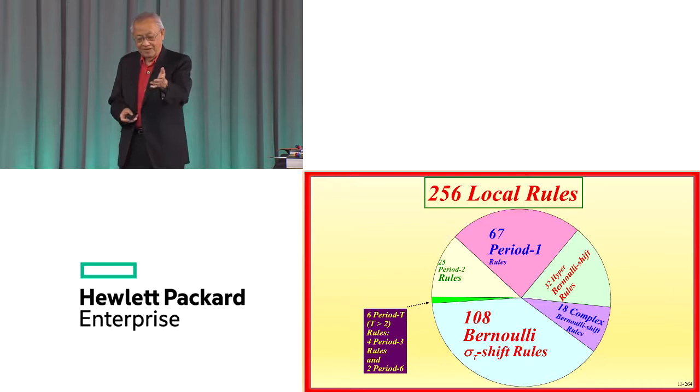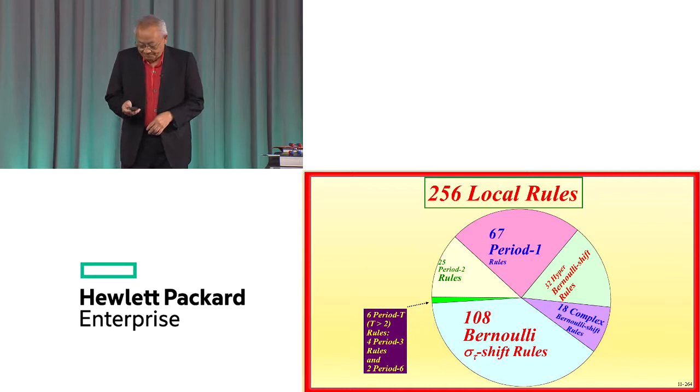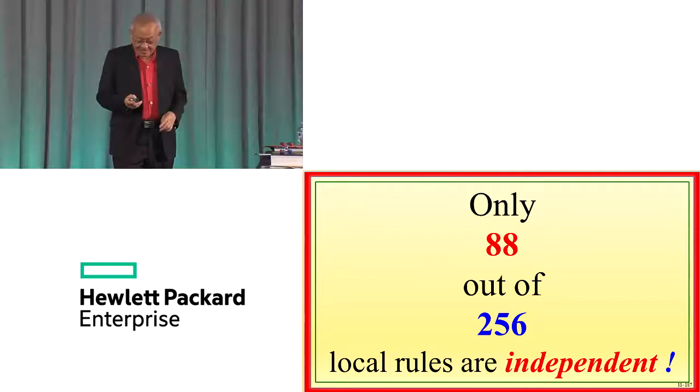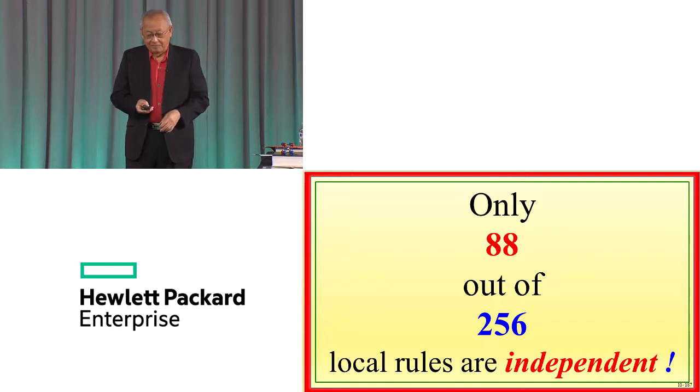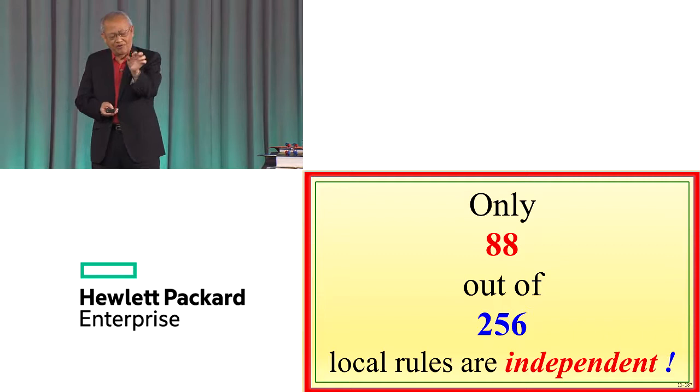We should just look at the 88 one, because that's all you need to do. Okay, all right. So it turned out that, as I said, there are 88 out of 256 that are independent. Those are the 88, but each one of these has either four equivalent or just two because of additional symmetries.